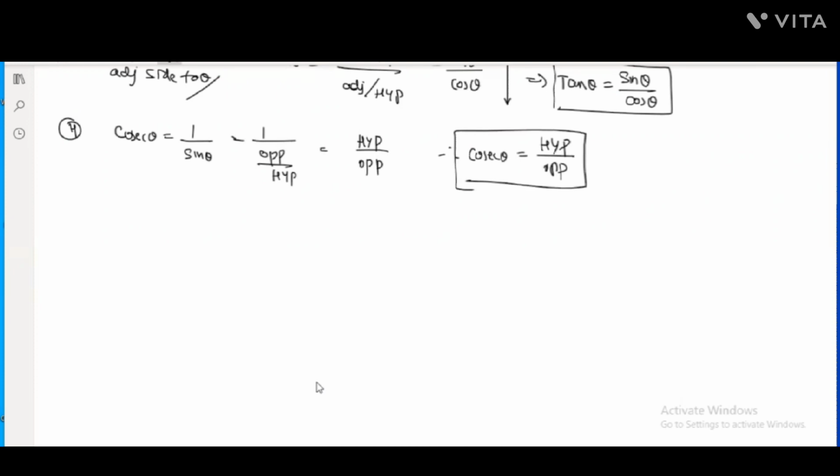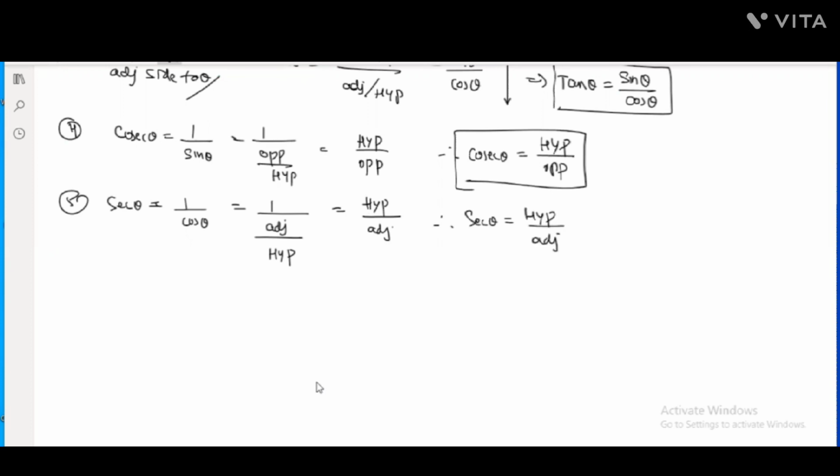In a similar way, we can take secant theta. Secant theta is 1 by cos theta, which can also be written as 1 by adjacent side to theta by hypotenuse, which can be written as hypotenuse by adjacent. So we can write secant theta as hypotenuse by adjacent side to theta.